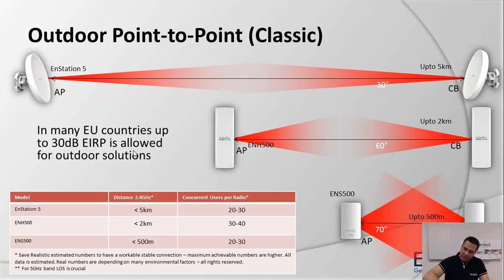Of course, in general all the numbers I give are workable numbers. Like I said, there are also people making bridges even with ENH or ENS for up to 10 kilometers in the most ideal circumstances. So these numbers are just the workable numbers. In real life, the capacity of our access point is mostly much higher.